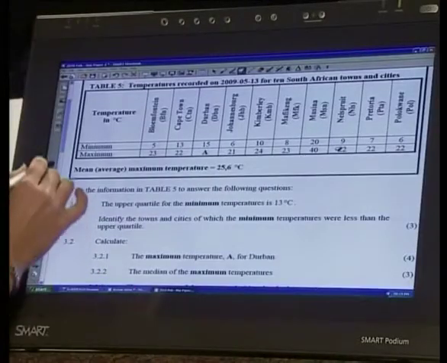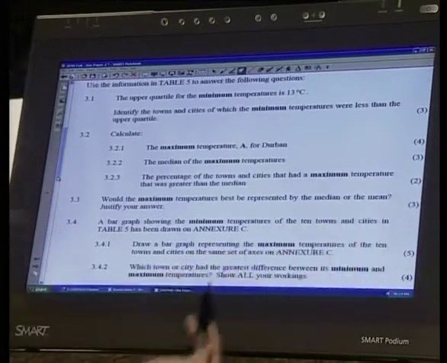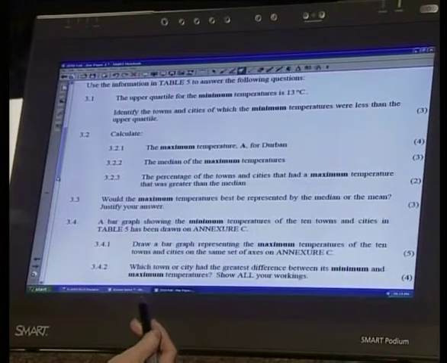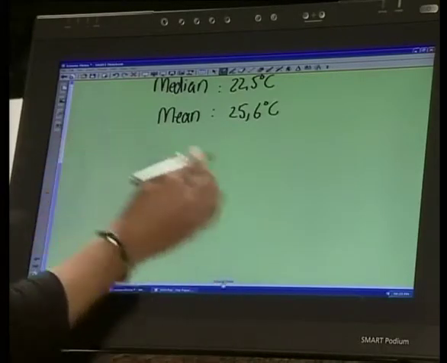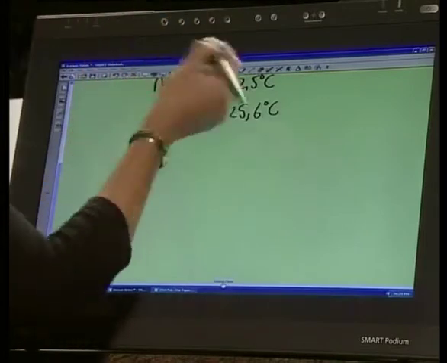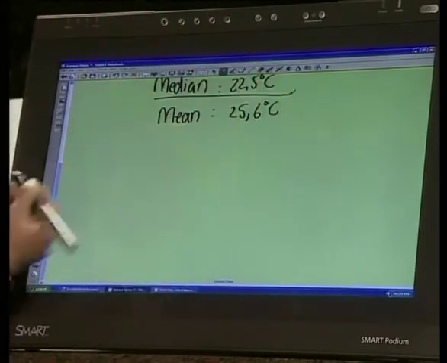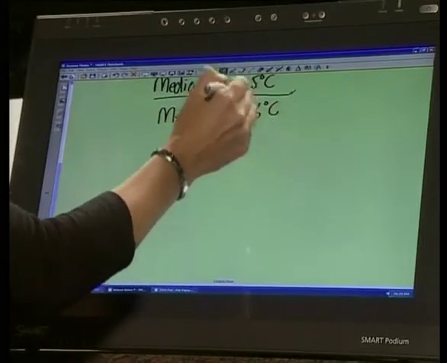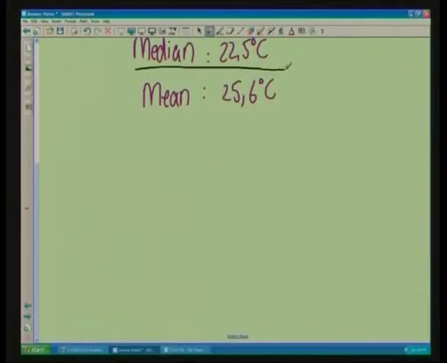So if we just look at the mark allocation for this question, it is a 3-mark question, which means that we need to give the marker 3 bits of information as to why we are deciding to choose either the median or the mean. Okay, so having a look then, we said already that I would choose the median, and that is because the 22,5 is closer to the rest of the data values. So why wouldn't we choose the mean?